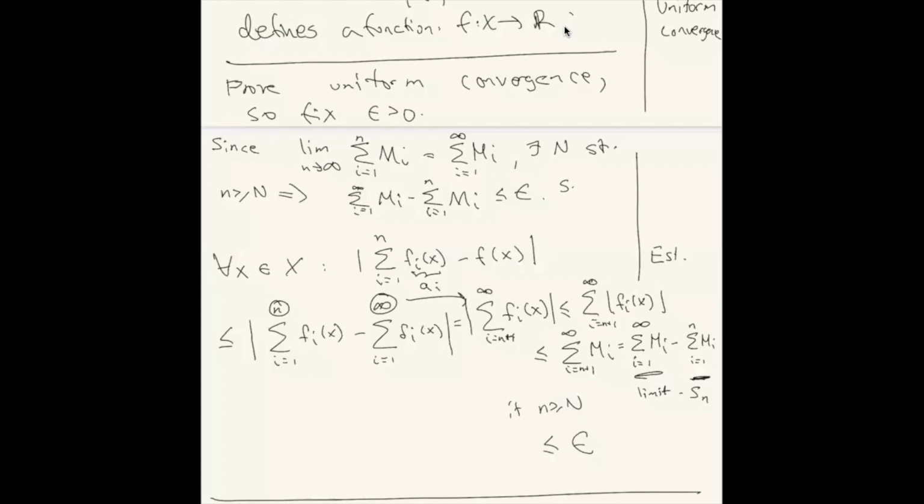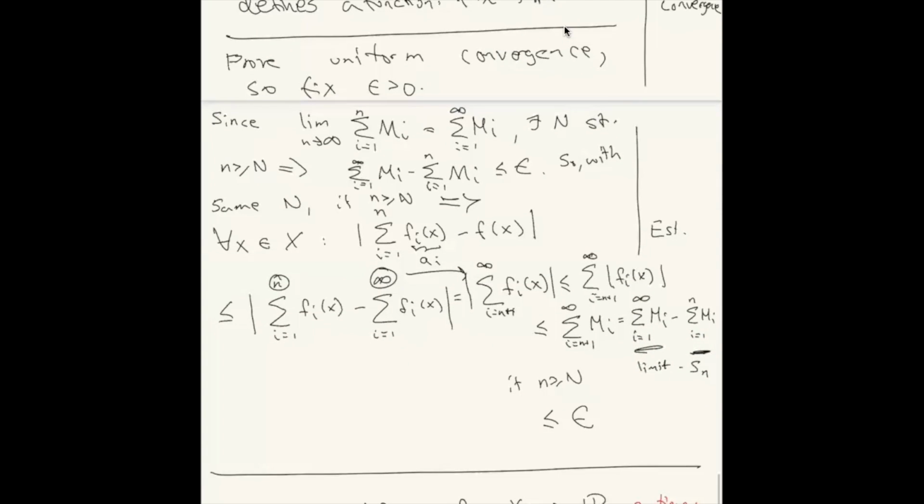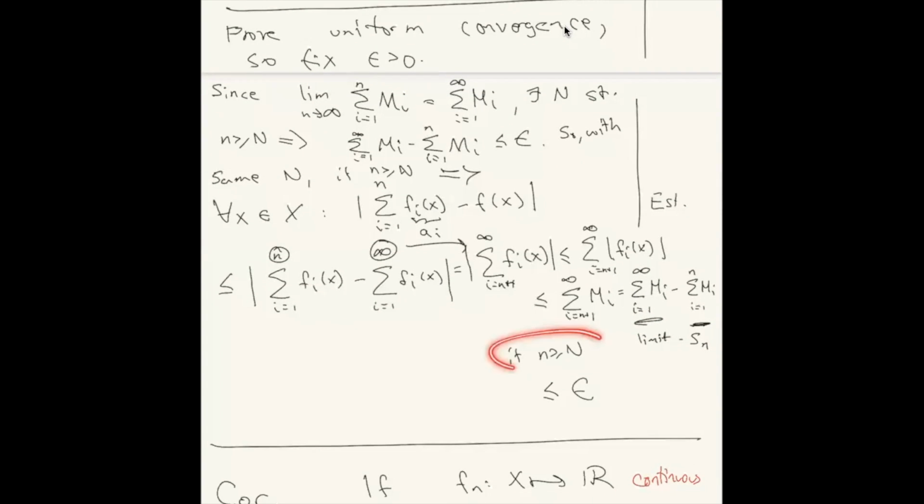So with the same N, if n is bigger than or equal to N, then what we get is, for all x, the difference between the infinite sum and the partial sum is equal to the sum of the tail. Sometimes this is called the tail because you only have terms after a certain index. You pull the absolute values inside, you do the obvious upper bound, but then you get a difference of M_i's, and you argue that the limit exists. Now, by the choice of n bigger than N, this difference here is less than epsilon, and we're done.